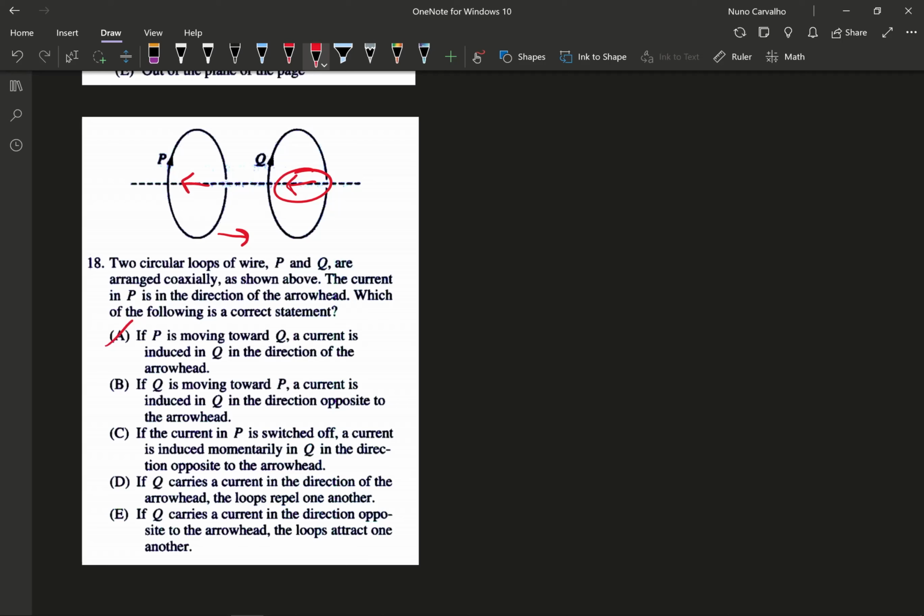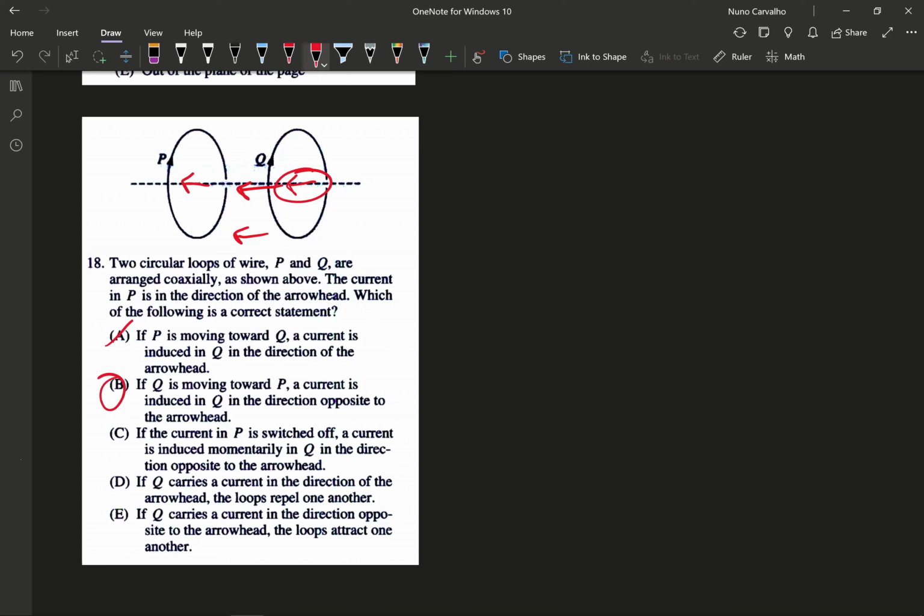Now let's think about B. If Q is moving towards P, a current is induced in Q which is in the direction opposite to the arrowhead. This is basically the opposite of the previous one, but let's think about it again. If we're moving Q closer to P, the magnetic flux produced through loop Q is still going in this direction. And if we're moving it closer, then once again we're making the magnetic flux stronger towards the left, which means the induced EMF will produce a magnetic field going to the right. To produce that using the right-hand rule, the current direction has to be opposite. And so B is actually going to be correct. But let's think about the other ones as well.